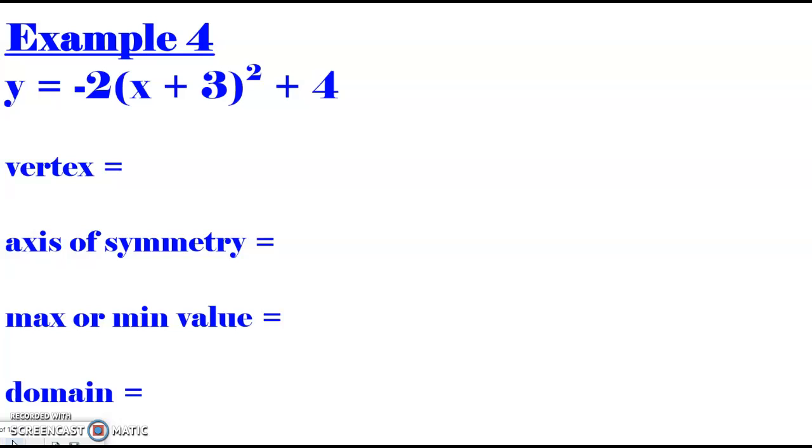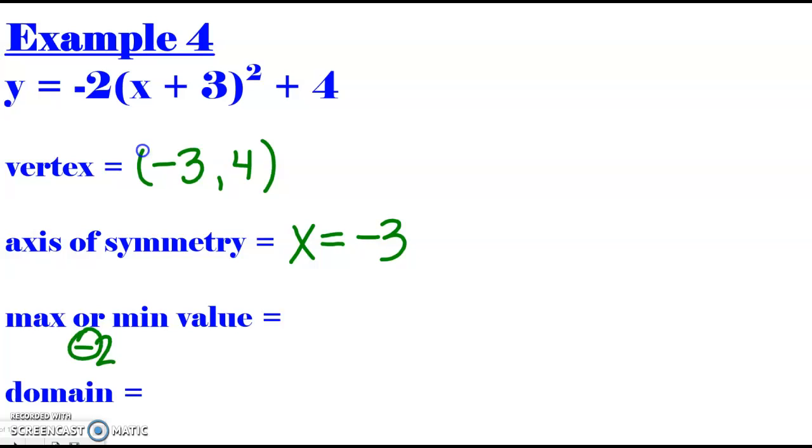All right, so picking it apart, vertex, inside lies. So it'd be (-3, 4) for our vertex. Axis of symmetry, x equals h, is x equals -3. a is -2, which is negative, so it's opening down. So that means there's a max. The maximum value would be 4, because it's always your y coordinate there.